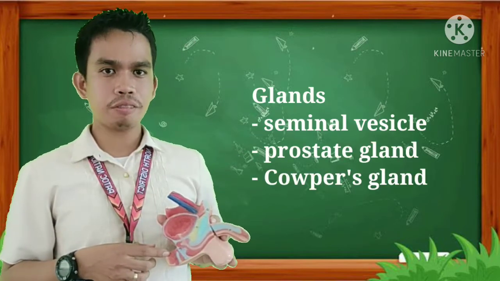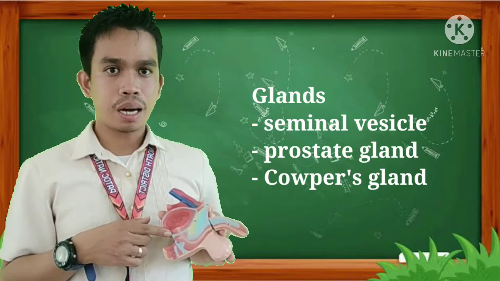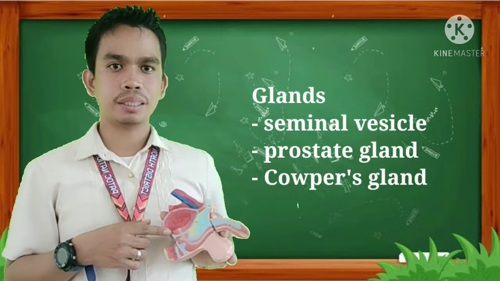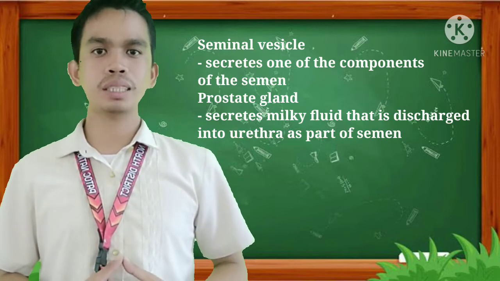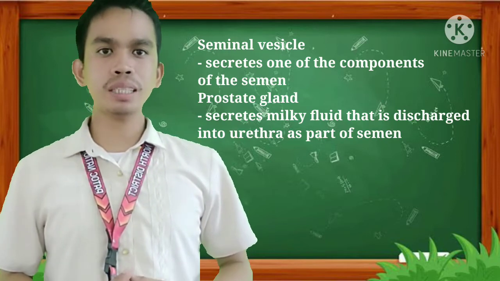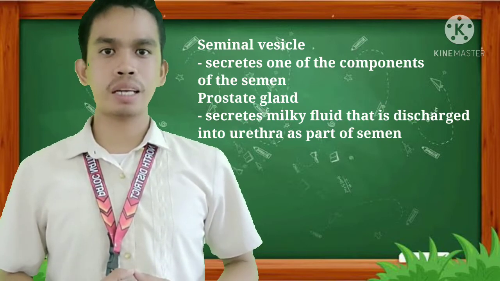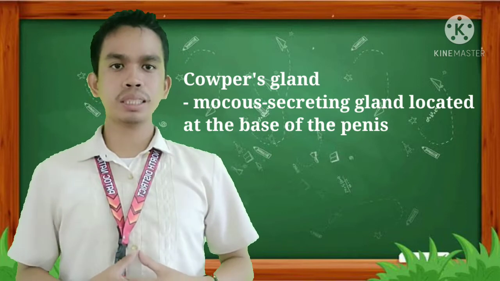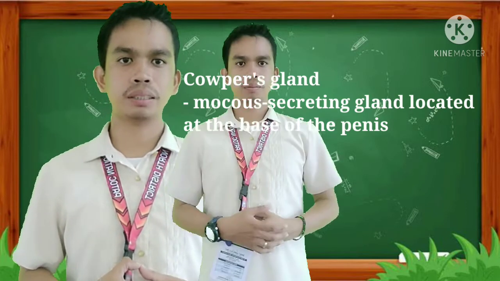The glands that are found in the interior part of the male reproductive system are the seminal vesicle, prostate gland, and Cowper's gland. The seminal vesicle secretes one of the components of the semen. The prostate gland secretes a milky fluid that is discharged into the urethra as part of the semen. The Cowper's gland is a mucus-secreting gland that is found at the base of the penis.